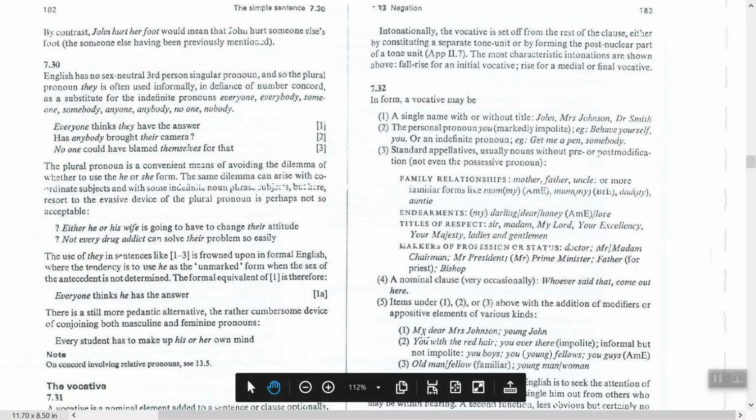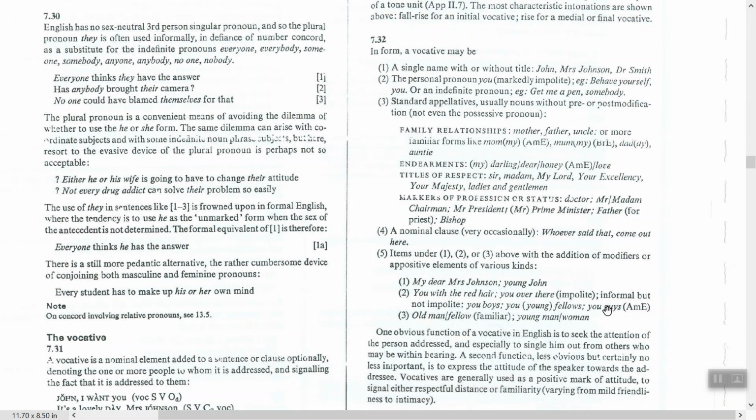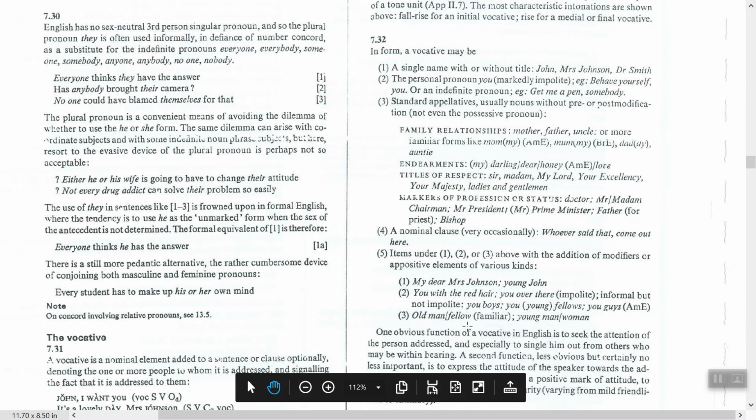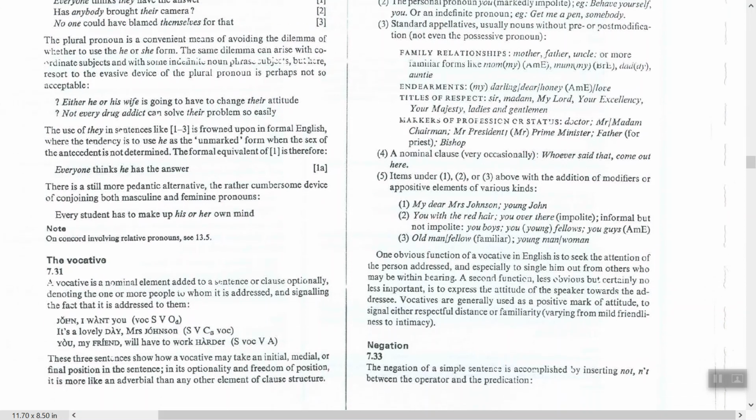For example, you can say, my dear Mrs. John, young John, okay, you with the red hair. Now you with the red hair, you over there. Usually they are impolite, informal, but not impolite, of course. For example, when you talk with your friends, say, you boys, you guys. Old man, fellow, young man, woman. You see, this is the form.